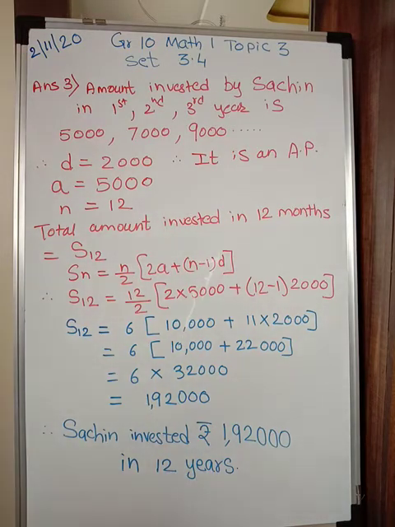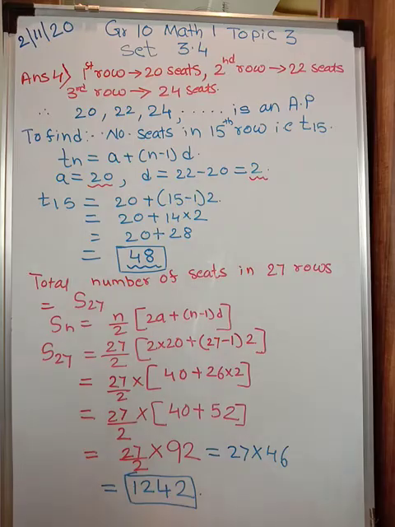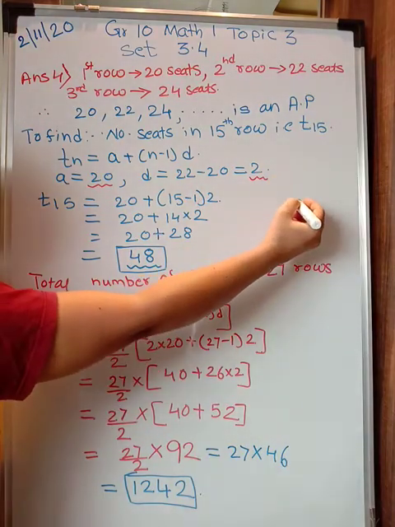Okay, let's go to the next problem. Let's go to the fourth problem. Question 4 is: there is an auditorium with 27 rows of seats. There are 20 seats in the first row, 22 seats in the second row, 24 seats in the third row, and so on. Find the number of seats in the 15th row and also find the total number of seats in the auditorium.